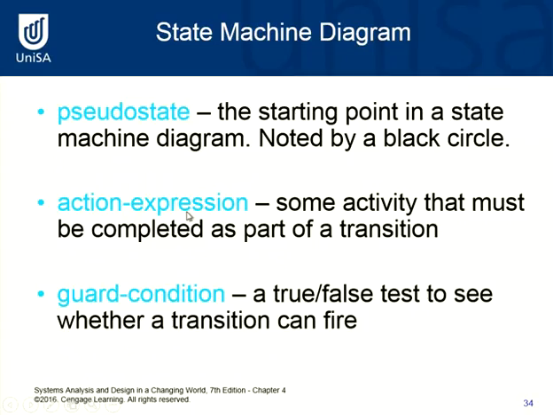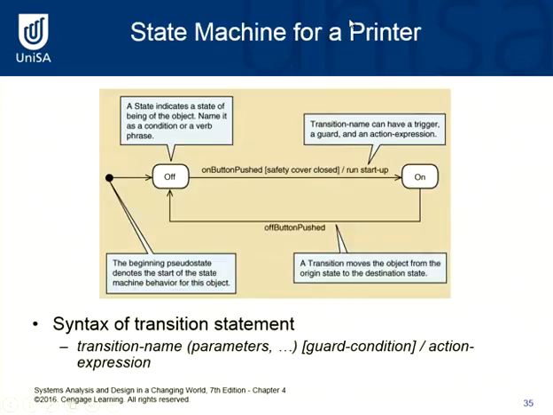Action expression is the activity that must be done as part of the transition, and we'll see that in an example diagram. And a guard condition is where we can have a scenario where we represent a true-false test to see whether a transition can actually fire or be carried out. So here's an example of a state machine for a printer.